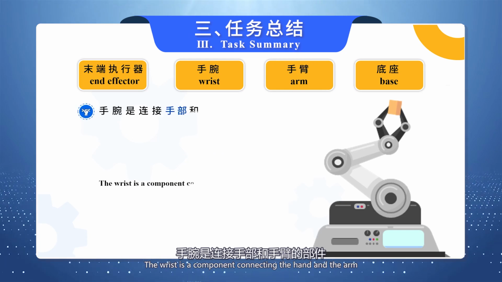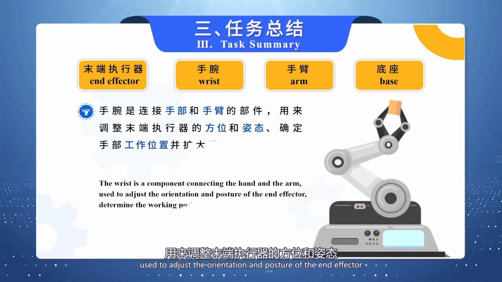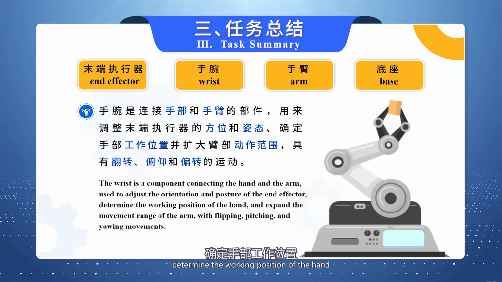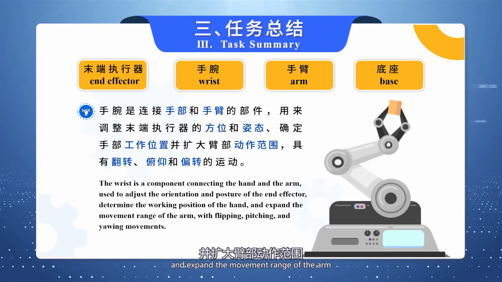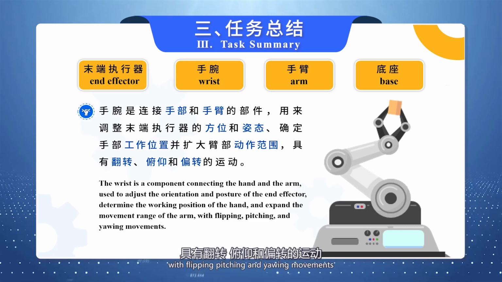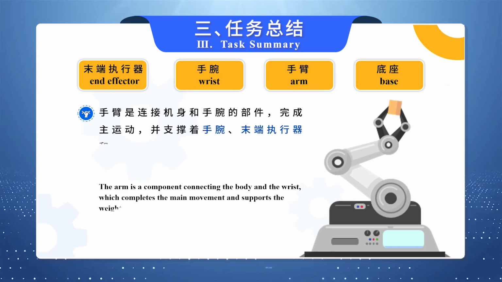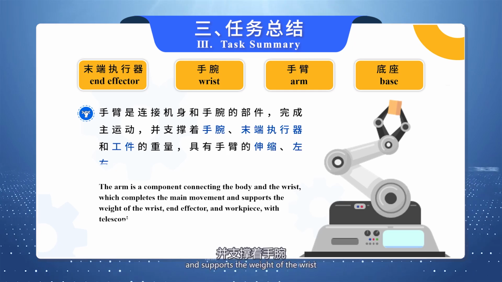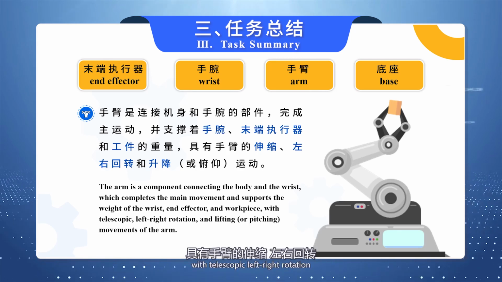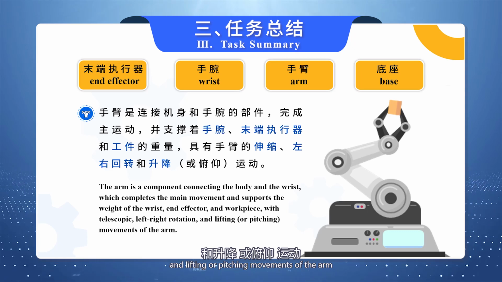The wrist is a component connecting the hand and the arm, used to adjust the orientation and posture of the end effector, determine the working position of the hand, and expand the movement range of the arm, with flipping, pitching, and yawing movements. The arm is a component connecting the body and the wrist, which completes the main movement and supports the weight of the wrist, end effector, and the workpiece, with telescopic, left-right rotation and lifting or pitching movements of the arm.